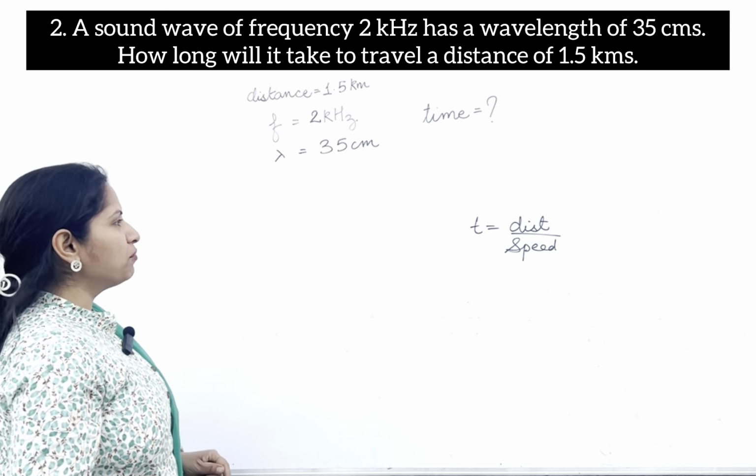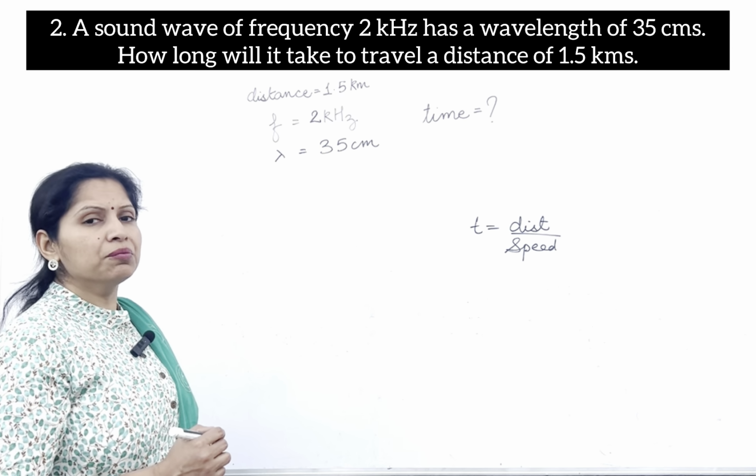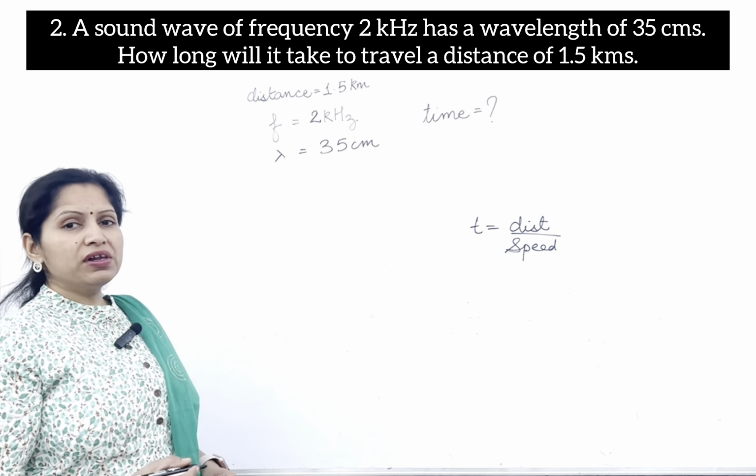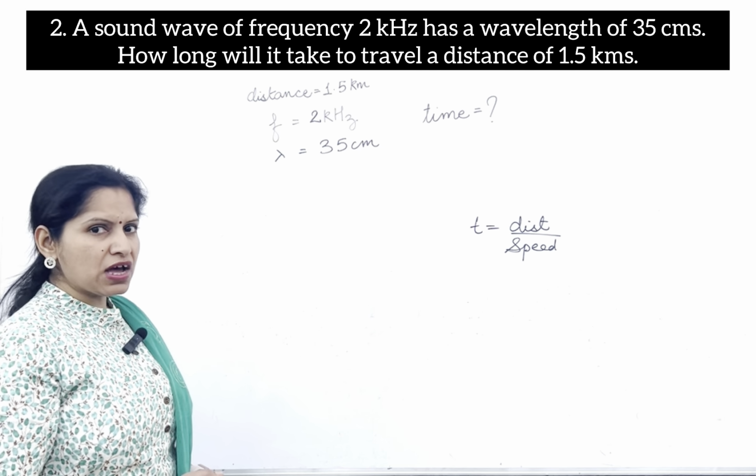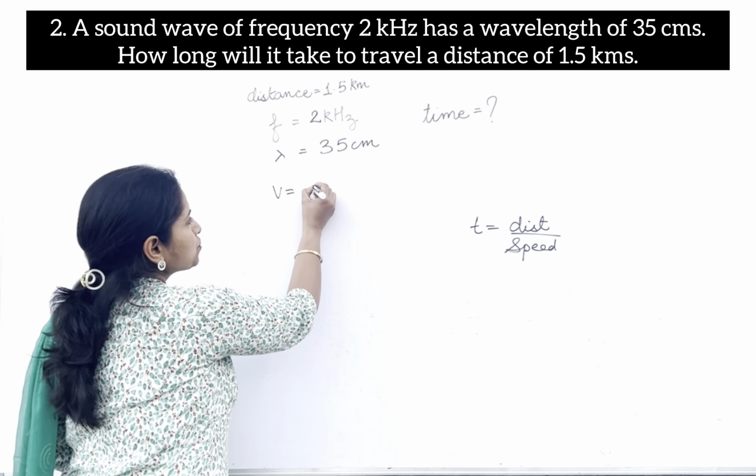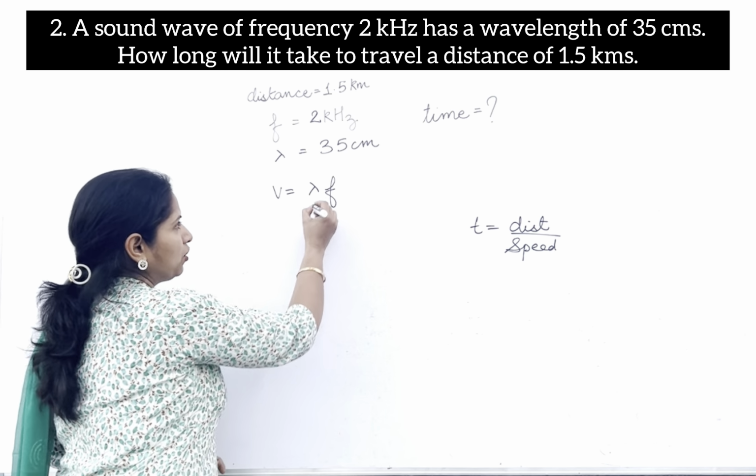So we'll write the formula for speed of the sound wave. Speed is equals to wavelength multiplied by frequency.